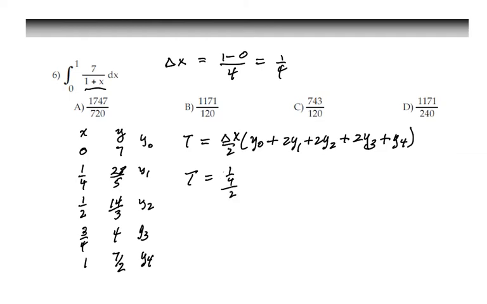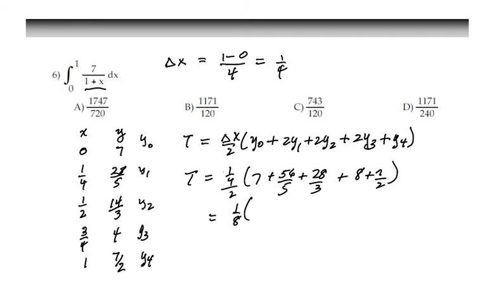1/4 divided by 2. y0 is 7. 2y1 is 56/5. 2y2 is 28/3. 2y3 is 8. And y4 is 7/2. And this will be 1/8.